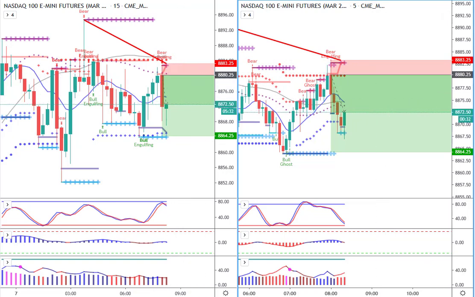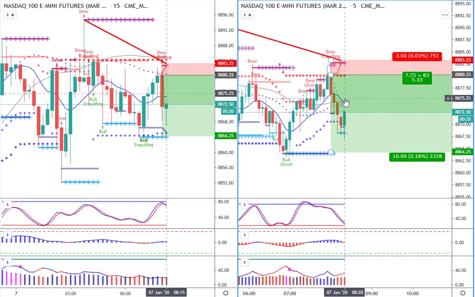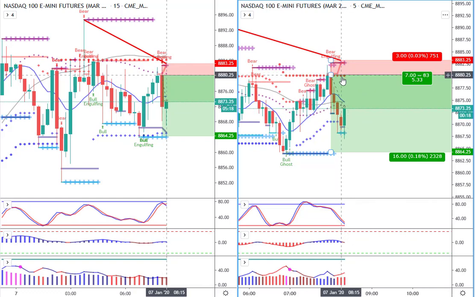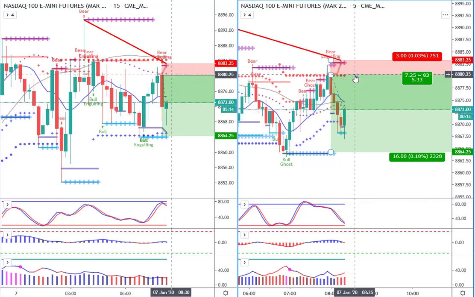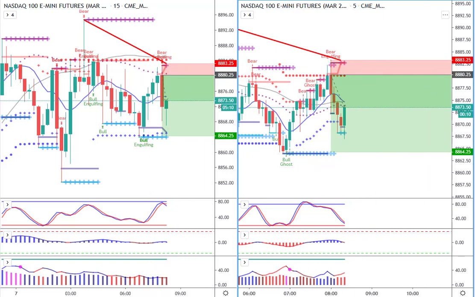Okay, so just visually you can see that I was able to achieve a lot more on the reward side versus the risk side. Now this may come back up and it may test around here. It could even go all the way back up to here and test. Okay, and that would be fine because that just gives me another entry point into this downtrend.